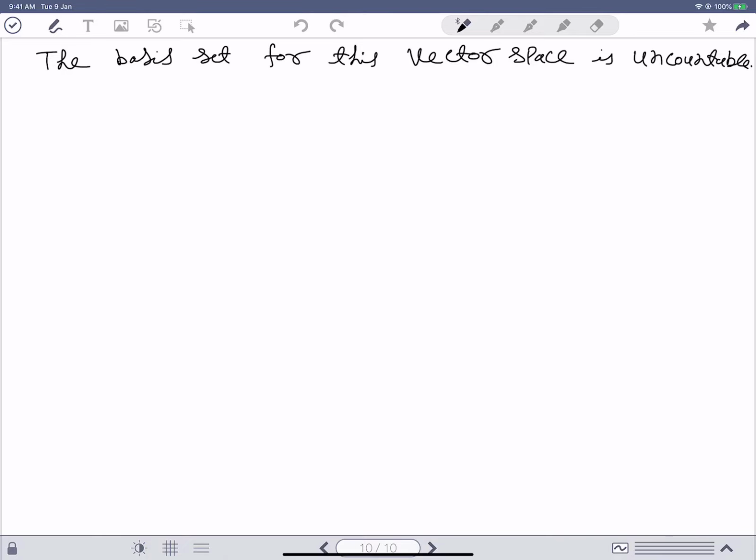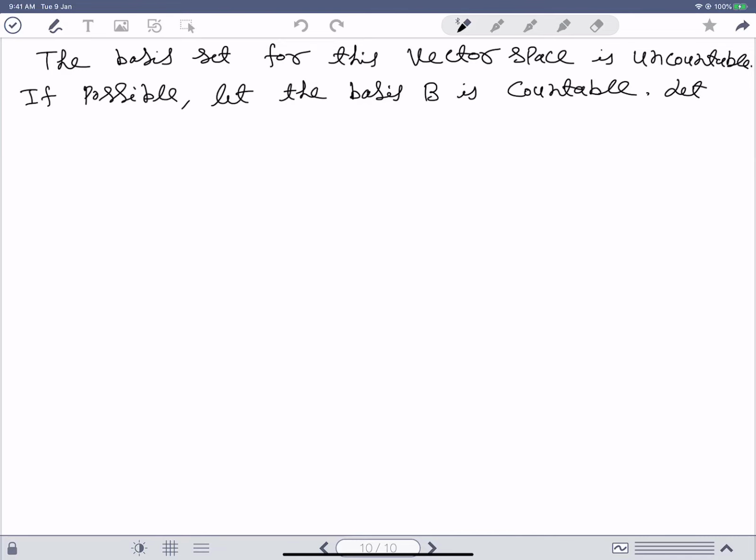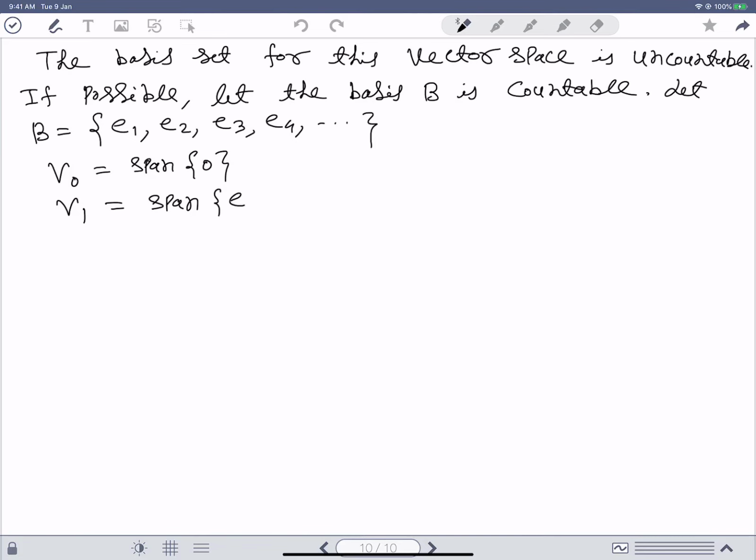So first of all, we assume, if possible, let the basis B be countable. So let B equal the set E1, E2, E3, E4 and so on. Now we define the vector space V0 spanned by the 0 element, V1 spanned by E1, V2 spanned by E1 and E2, and so on, right?